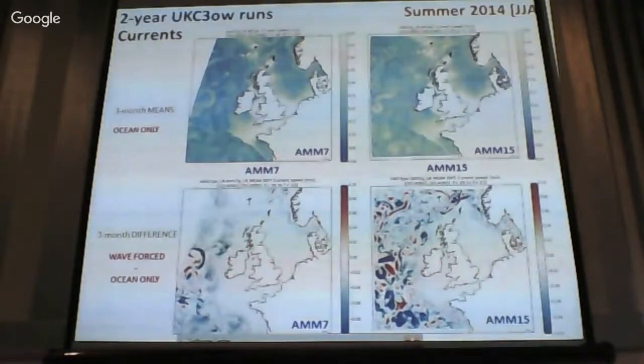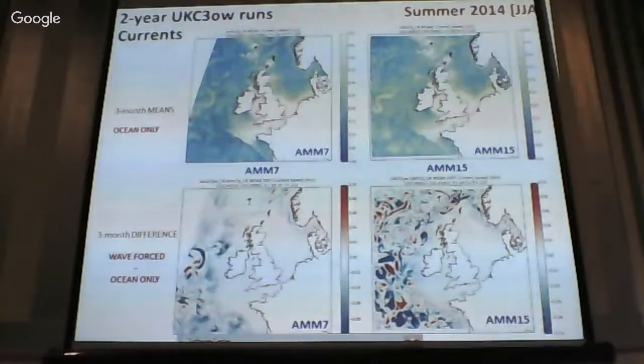It's also helped us to move beyond the 5-day case study. So now we've run an ocean wave coupled system forced by a global atmosphere for a couple of years or so. Here is a snapshot of the impact on the surface currents. Here we're comparing our current operational 7-kilometre resolution model. So this is a 3-month mean of currents. And then on the right-hand side is this high resolution system.